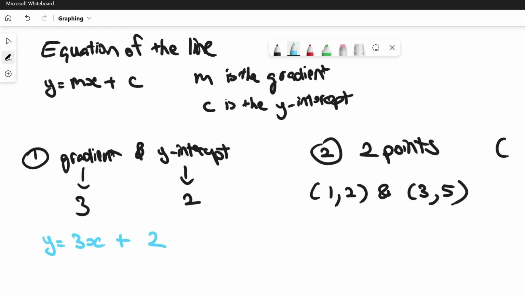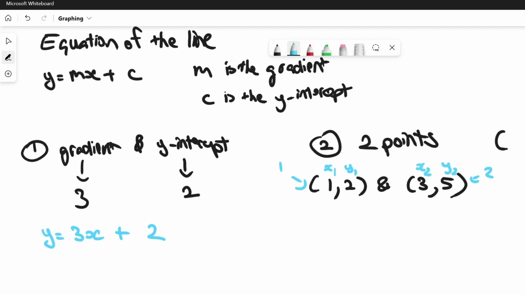So how we do this is first we find the gradient using a formula. So say this one is point 1, this is point 1, this is point 2. So we'll call this x1, y1, and x2, y2. So the gradient of this line would be y2 minus y1 over x2 minus x1. And that's just the formula for gradient given 2 points.